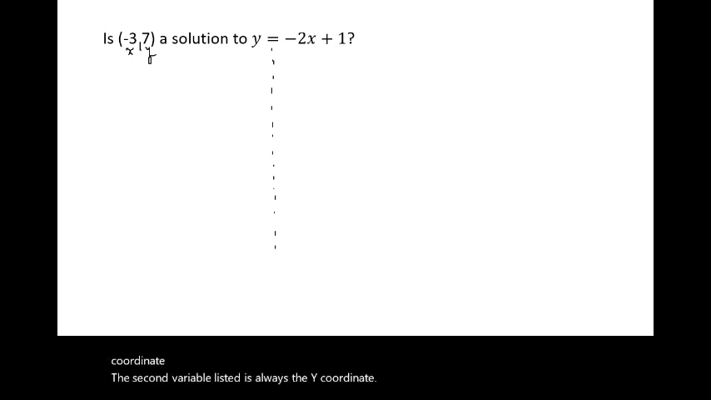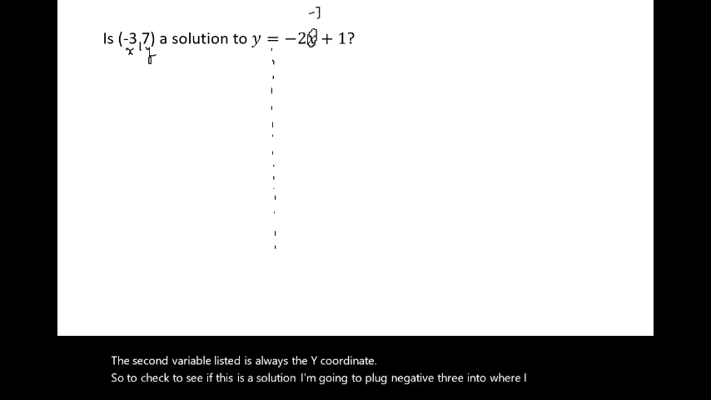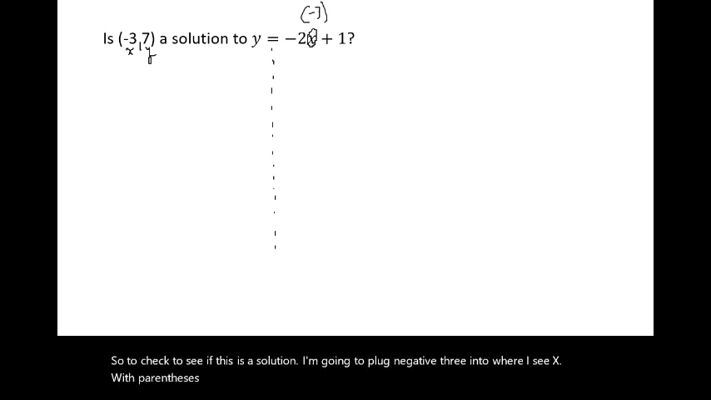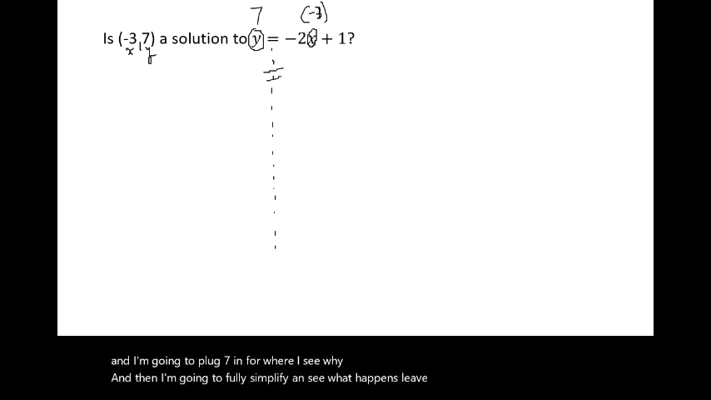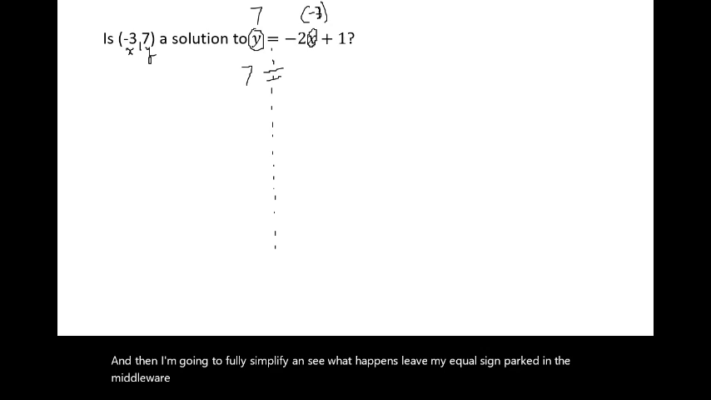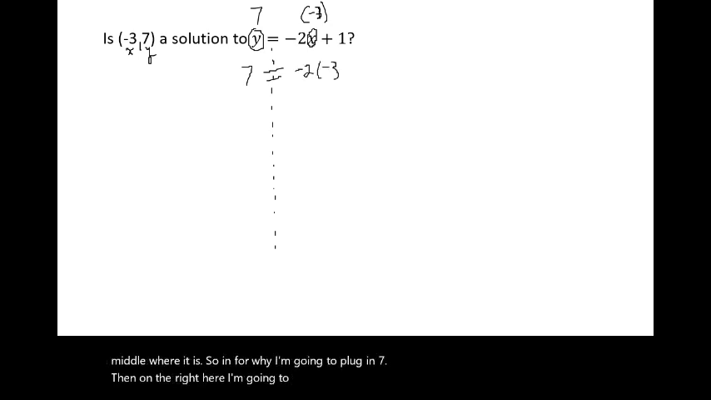To check to see if this is a solution, I'm going to plug -3 in where I see x, with parentheses around it, and I'm going to plug 7 in where I see y. Then I'm going to fully simplify and see what happens. I leave my equal sign parked in the middle where it is. So in for y, I'm going to plug in 7. Then on the right, I'm going to plug -3 in for x with parentheses around it.